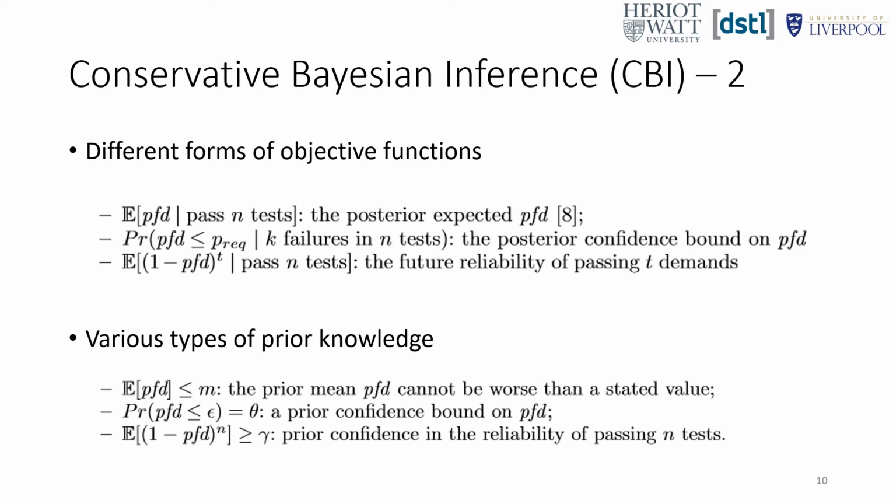What I have just presented is only a simple example of CBI. CBI is actually a set of theorems allowing reasoning for different forms of posterior objective functions, like the posterior expected PFD, the posterior confidence bound on PFD, or even the future reliability of passing some demands after seeing the evidence. CBI also supports the use of different types of prior knowledge, like the prior mean PFD cannot be worse than something, or, as we have seen, a prior confidence bound on PFD. And also, we can state some prior confidence in the reliability of passing n tests before we actually do the test.